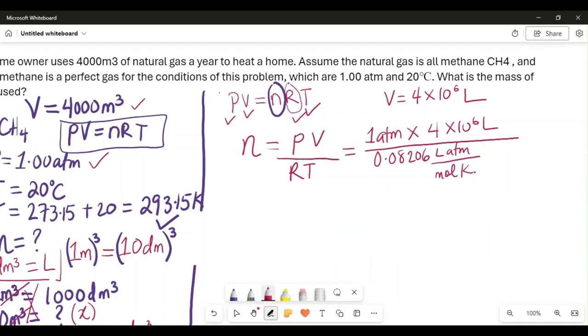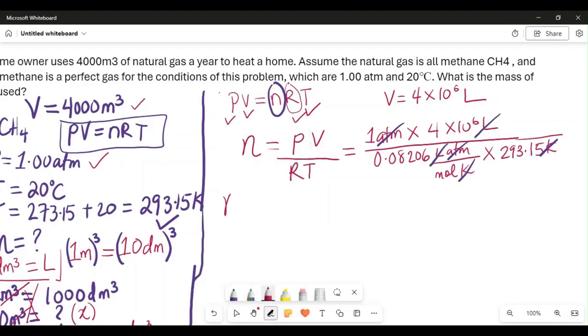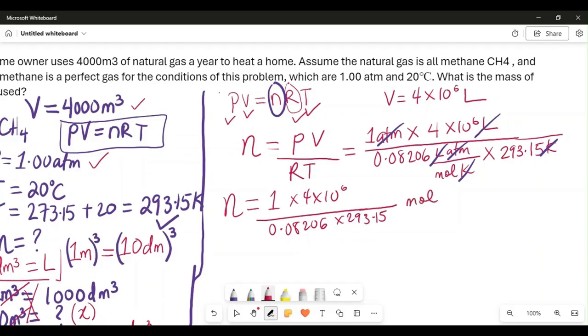So we have this times the temperature, which is 293.15 Kelvin. We're going to cancel out the kelvins here, the atmosphere, and the liters, leaving just the mole, which is what we're solving for. So the number of moles is now equal to 1 times 4 times 10 raised to the power 6, divided by 0.08206 times 293.15. I'm rewriting this for all the students who may not be able to see clearly.